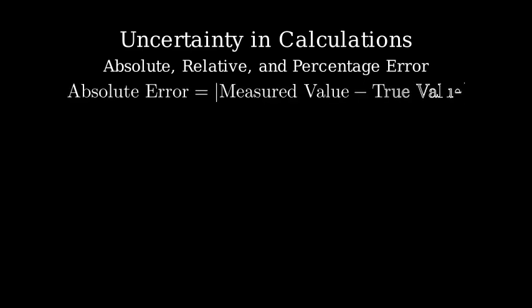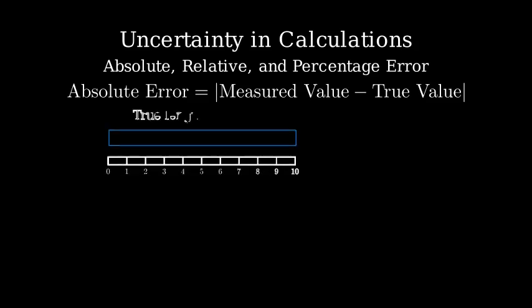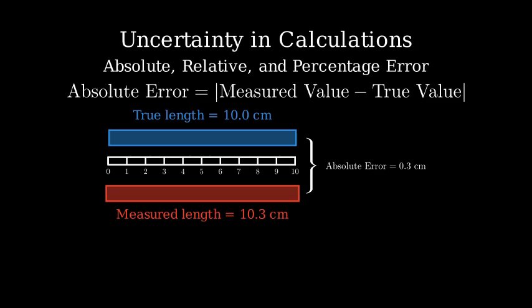Absolute error is the difference between a measured or calculated value and the true or accepted value. It tells us how far off our measurement is in actual units. For example, if we measure a rod to be 10.3 centimeters, when its true length is 10.0 centimeters, the absolute error is 0.3 centimeters. Next, let's understand relative error.